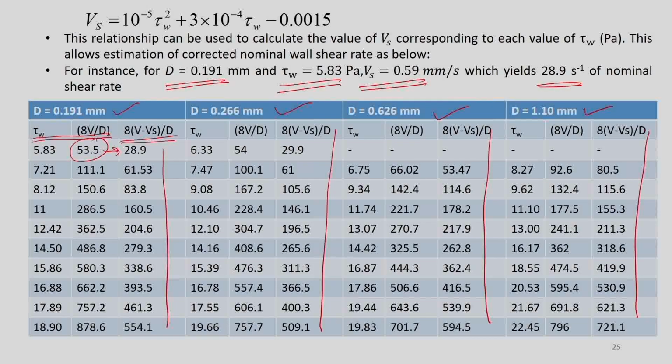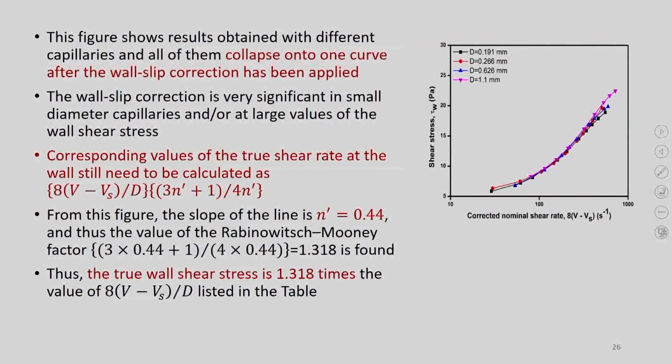Okay. So now you plot tau w versus 8(V minus Vs)/d and check whether they are superimposing or not. Previously, when we plotted tau w versus 8V/d, they were not superimposing onto each other. Now, after incorporating this velocity slip, you plot tau w versus 8(V minus Vs)/d and check whether they are superimposing, to make sure that the velocity slip effects are properly incorporated. When you do that, you get this plot.